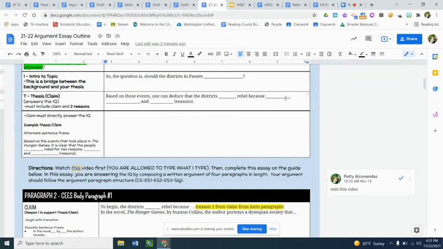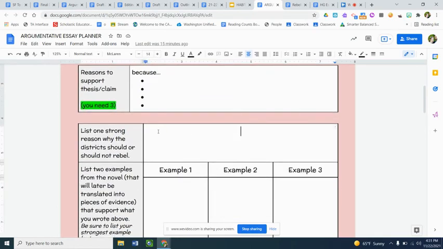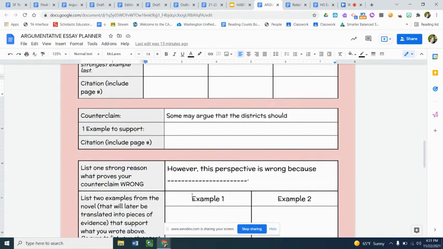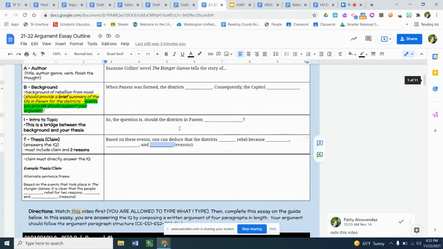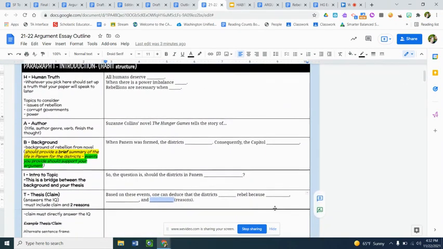Now, the only thing you do want to think about is the order you put these reasons in, because body 1 should become your first reason, body 2 should be your second reason, and body 3 should be your third reason. Whichever one you did first here should be reason number 1. The one that came next should be reason number 2. And the one that is your prove it wrong should be your reason number 3. Not the counterclaim, but the prove it wrong, the however this perspective is incorrect, should be your third reason. And once you have that typed in, your introduction paragraph is done. Okay, any questions, call me over. Otherwise, that's your intro.